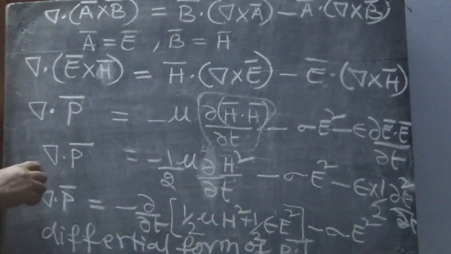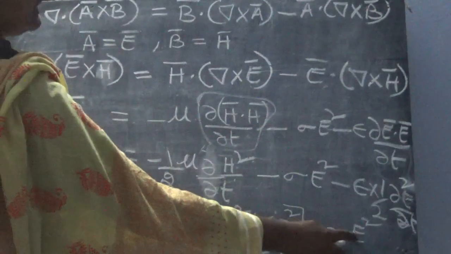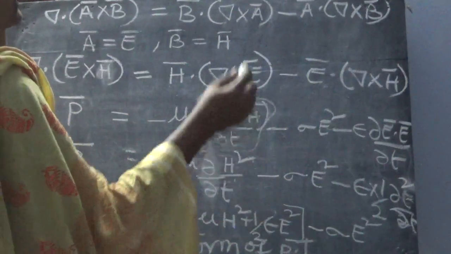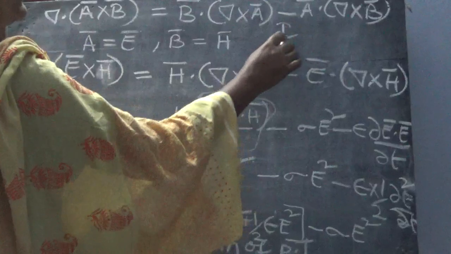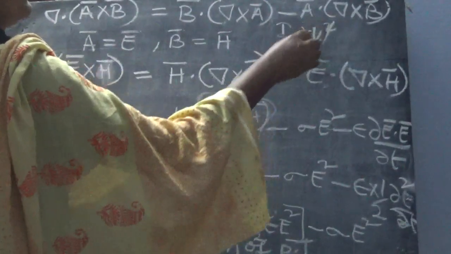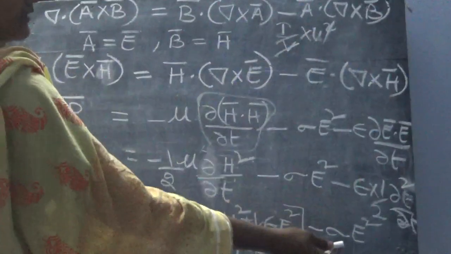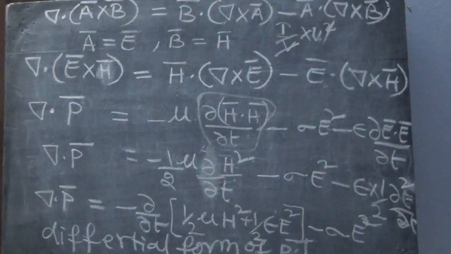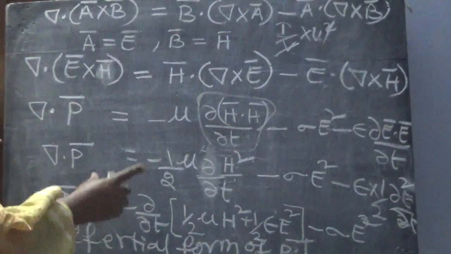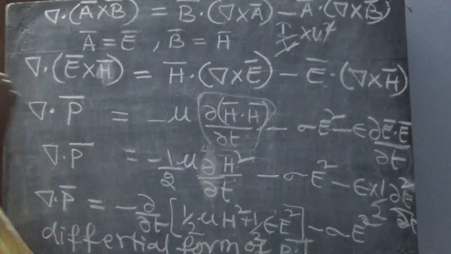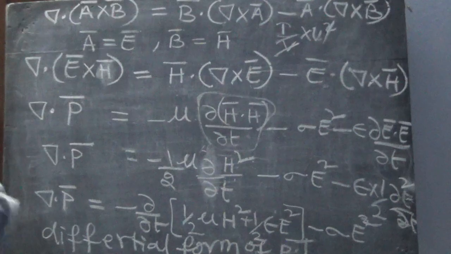Let us see how this became ohmic losses. We already know what σ is: σ is nothing but current by voltage, we wrote. What is E²? It is nothing but voltage squared. When this cancels, I into V is nothing but power in the form of heat, dissipated heat. So this is the Poynting theorem in differential form or point form we can write.